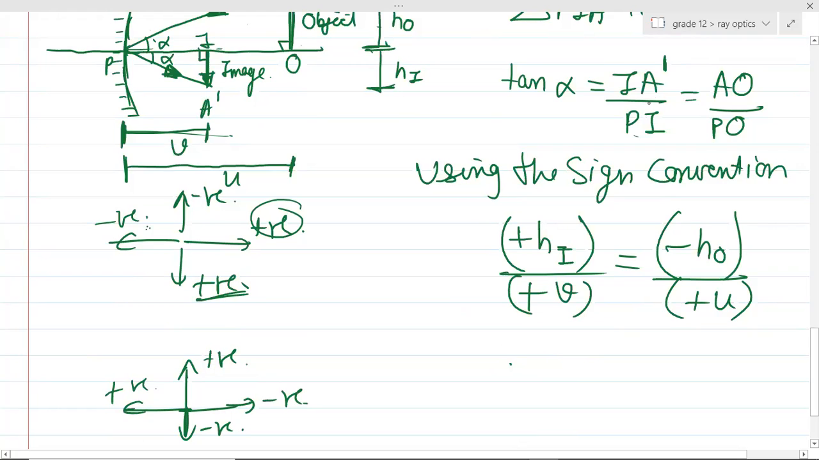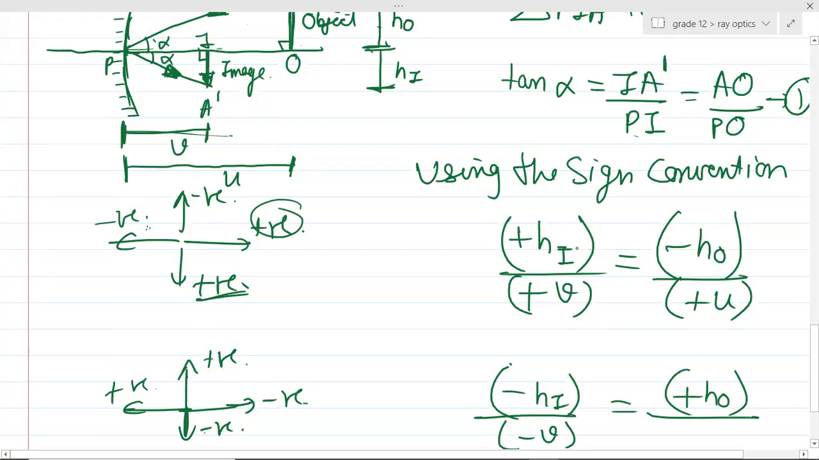Guys, can you tell me what this equation will become? Equation number one: I a dash. Can you see? I a dash is downwards, and downwards is negative. So I'll write minus hi. Then, since I have taken this distance towards the right as negative, this v will also be negative. So divided by minus v is equal to ho, which will be above the principal axis, which I have taken as positive, so plus ho. And since again u is towards the right, and right I have taken as negative, so minus u.